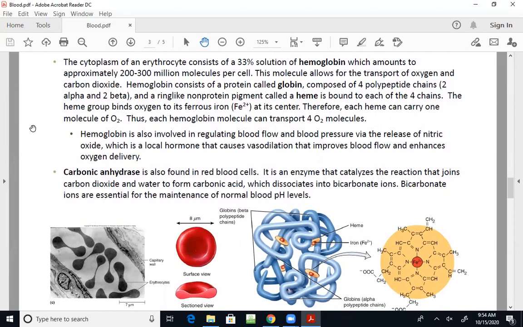Now, within our red blood cells is a very, very strong supply of a protein called hemoglobin. Hemoglobin is very, very prominent in our red blood cells. About 200 to 300 million molecules are found in each cell. And this is the molecule that transports our oxygen and, to a lesser extent, but still importantly, carbon dioxide.